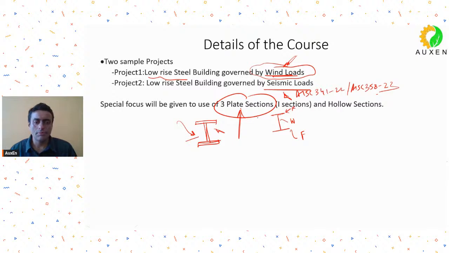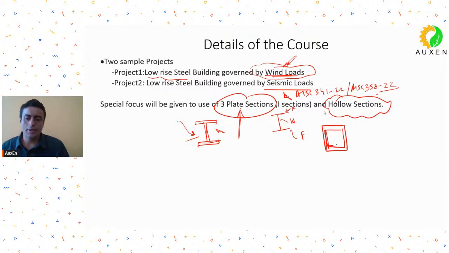So we will try to focus more on usage of these types of sections, and then also on the hollow sections, because hollow sections also find a lot of usage in steel construction, and because hollow sections have some inherent difficulty also in connection. So I think for us as structural engineers it is important to understand these things. So special focus will be given on three plate sections and hollow sections.